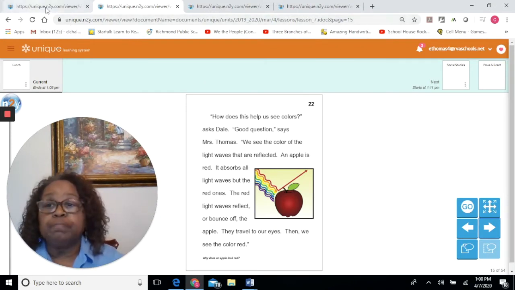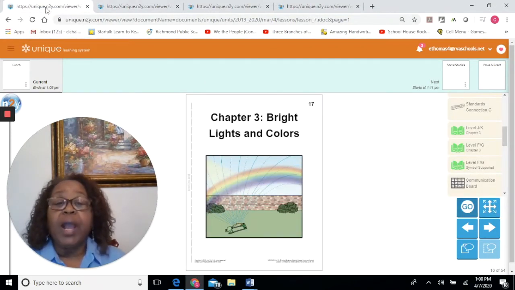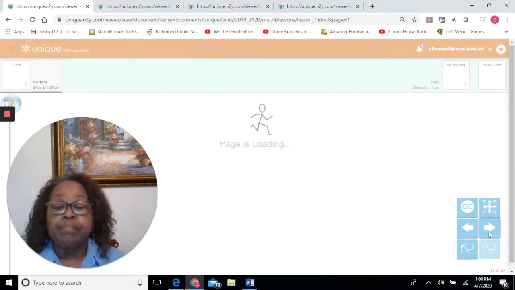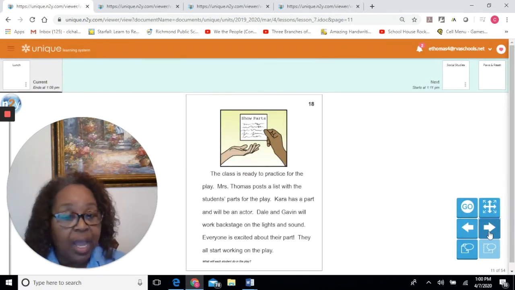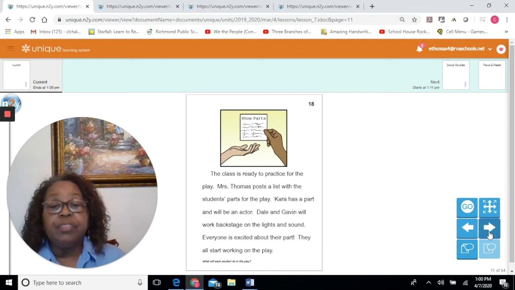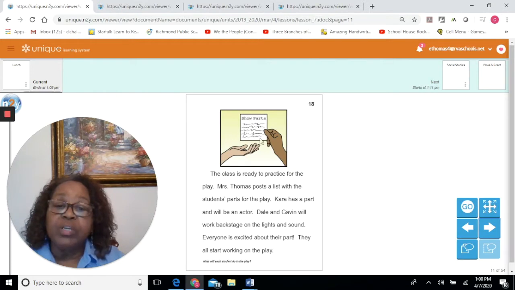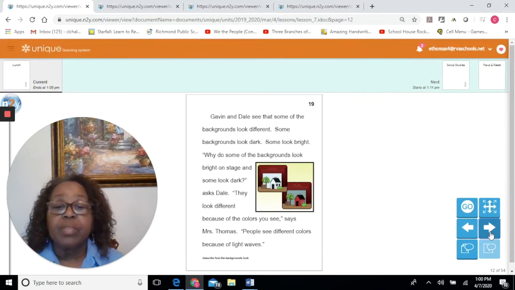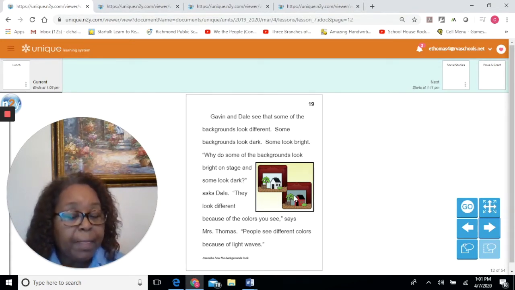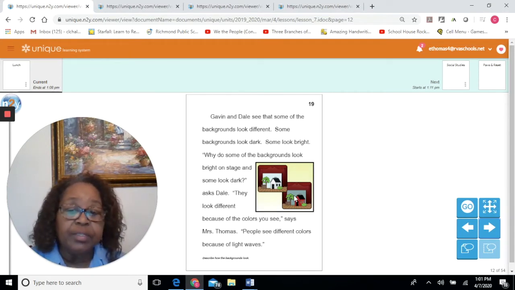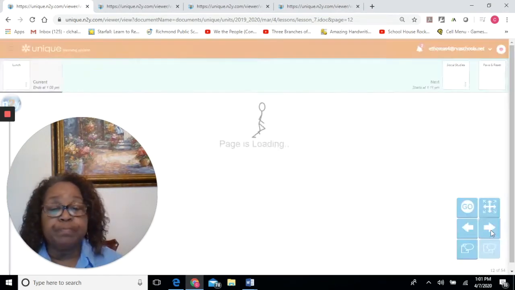Let's do a picture walk. All right, Bright Lights and Color. The picture walk is designed to give you an idea of what the book is about. In this picture, we see that the students are being given parts, so it seems like they're being given parts in a play. This is a picture of stage settings. You have a stage setting that is light and a stage setting that is dark. And we're going to figure out why that happens. It has something to do with the lighting, I'm sure.